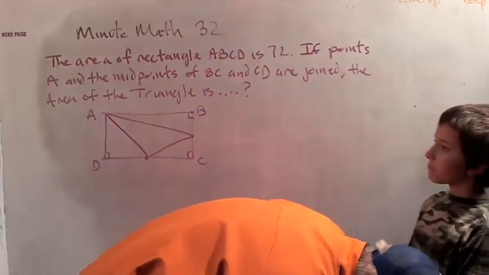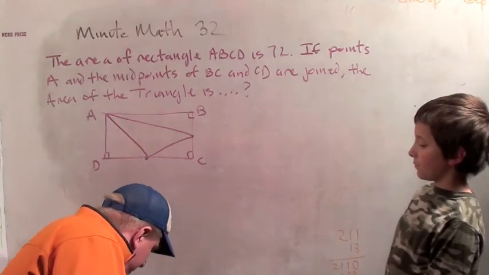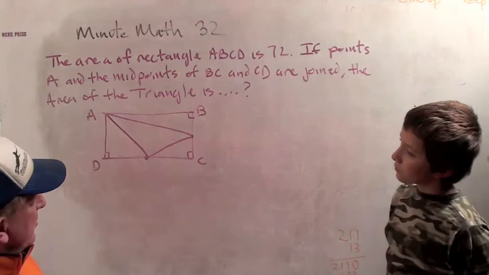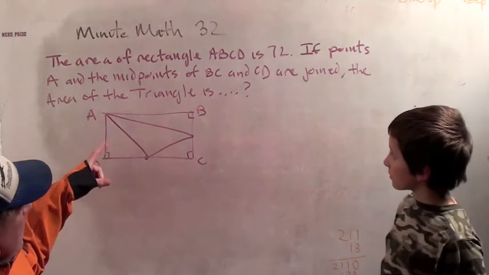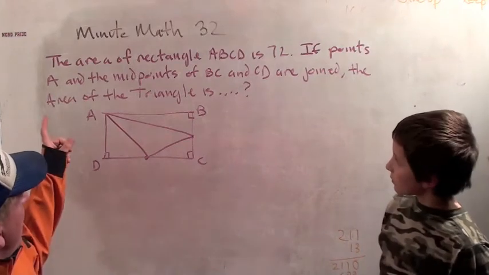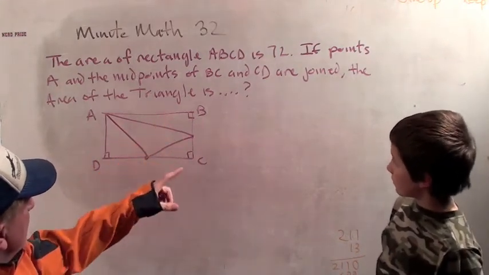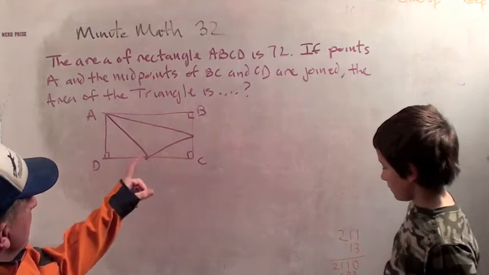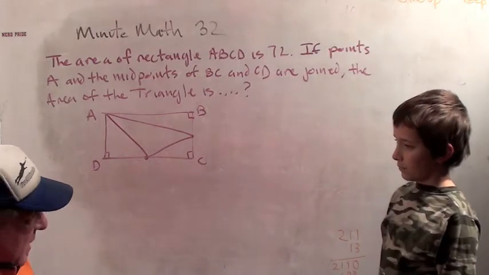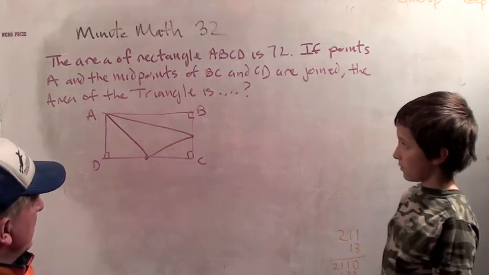MinuteMath number 32. This is an awesome problem from the Mathematical Association of America. It's a math contest problem, I think, for middle school kids. The area of rectangle ABCD is 72. If points A and the midpoints of BC and CD are joined, the area of the triangle is what? That's the question. So the area of this triangle here.